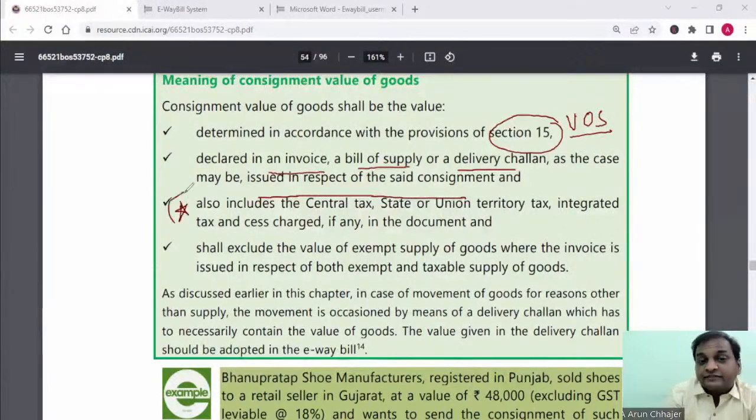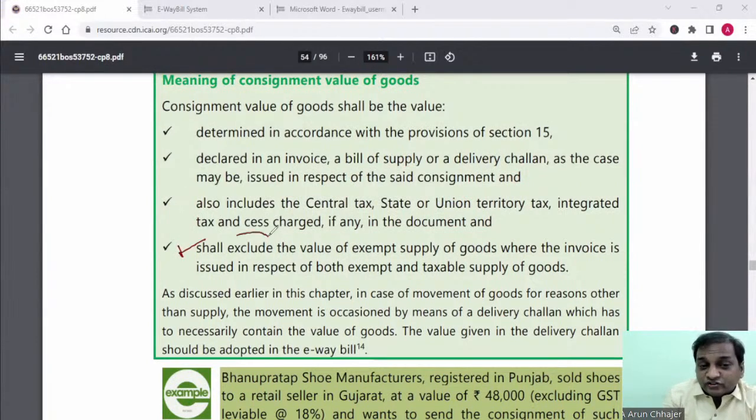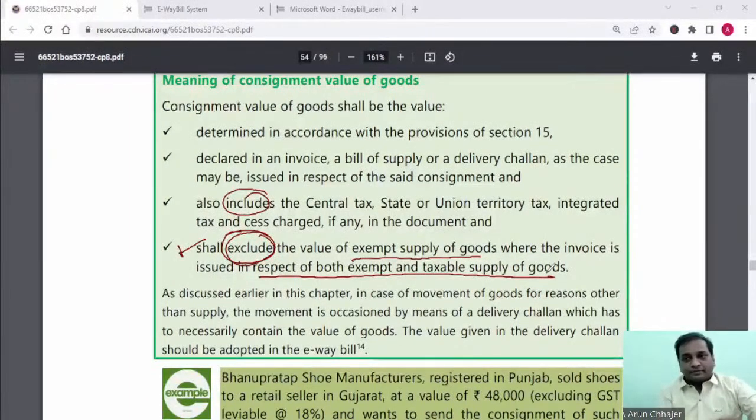And important, it includes the CGST, SGST, UTGST, or IGST or cess, if any, in the document, and shall exclude, one inclusion, one exclusion. What is the exclusion? The value of exempt supply of the goods where the invoice is issued in respect of both exempt and taxable supply of the goods.